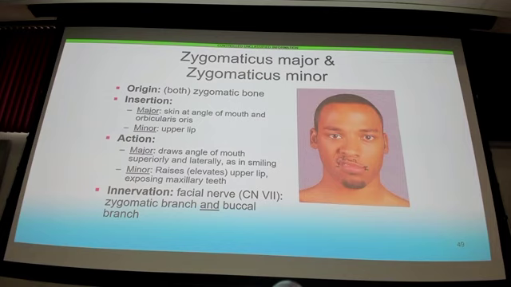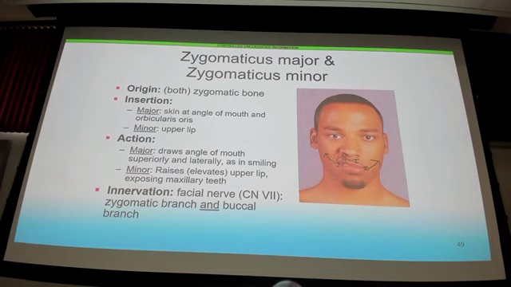This is a great example where I said learn what each one does by what they say they do, not by what it looks like they're doing. When you say draws the angle of the mouth superior and laterally, he's not really doing it in the picture that we're talking about. Major brings the angle of that mouth up this way and this way, as in he's smiling. Minor raises the upper lip on each side, and so minor's job is almost bringing it this way.